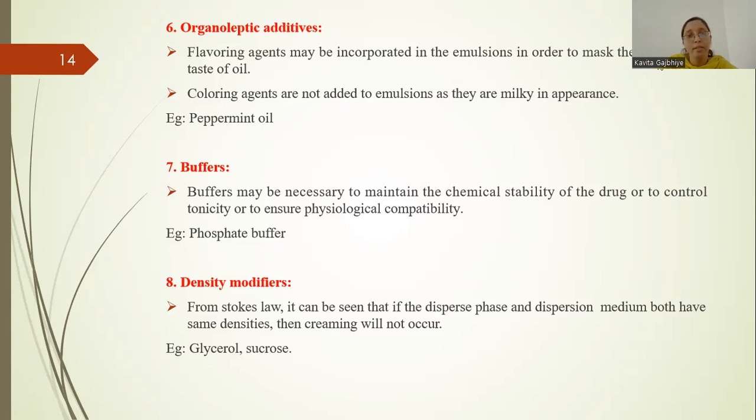Understood? So these are the various formulation ingredients which are to be used in the formulation of emulsion. Thank you.